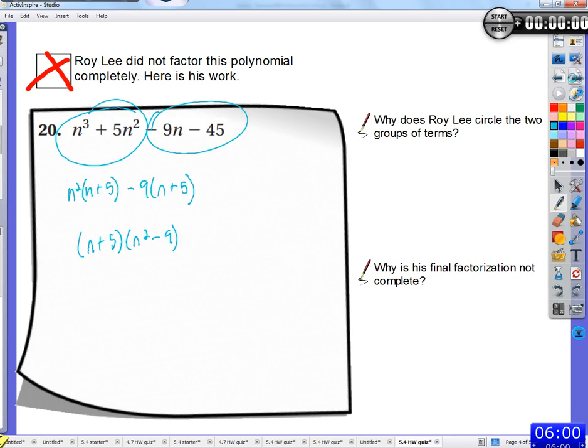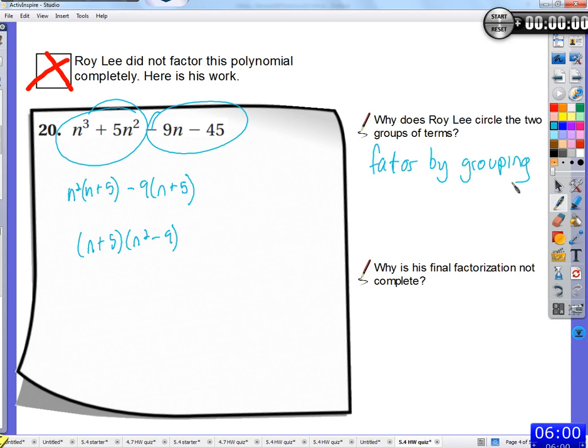So Roy Lee made some kind of mistake here. Why does Roy Lee circle the two groups of terms? Because he's using factor by grouping. What is maybe a clue for Roy Lee that he's going to use factor by grouping? Four terms. Because you've got here's a term, plus another term, plus a negative term, plus another negative term. So we have four terms. Factor by grouping.